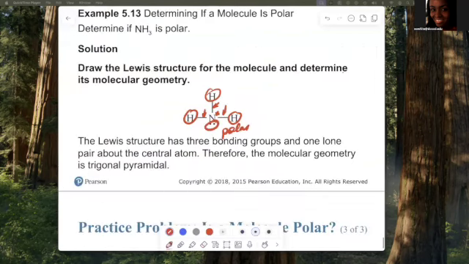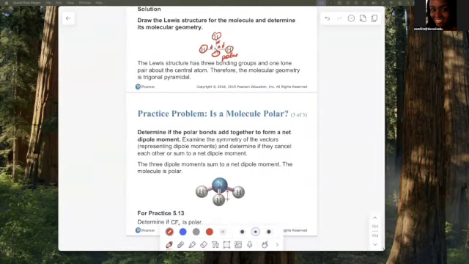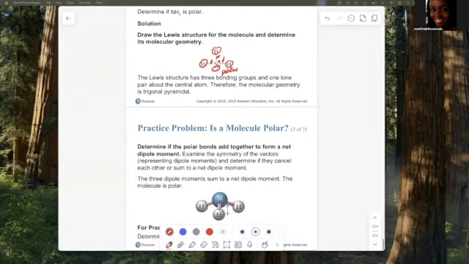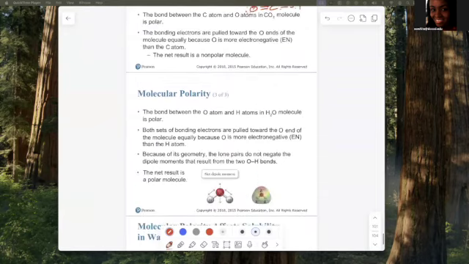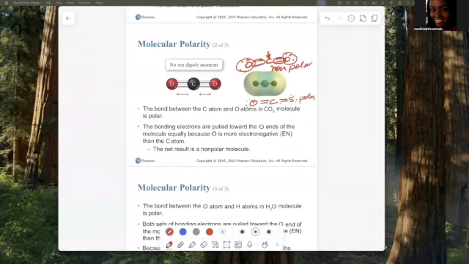Okay, so I think I'm done with this chapter. Yeah, I'm done with this. So hopefully this one worked out well, okay? This is the end of chapter 5.